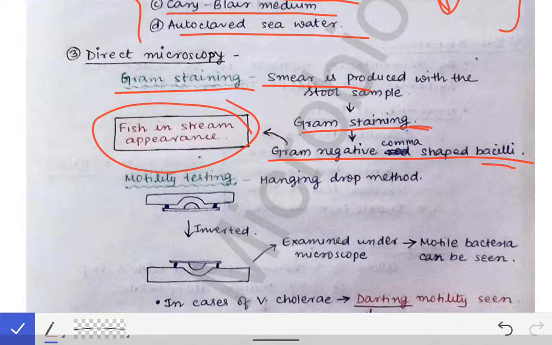After that, we will perform the motility testing, and for motility testing we use the hanging drop method. That is the most commonly used method from long ago. So we will perform this hanging drop method. How do we do that hanging drop method? For the hanging drop method, we will first take a cover slip.